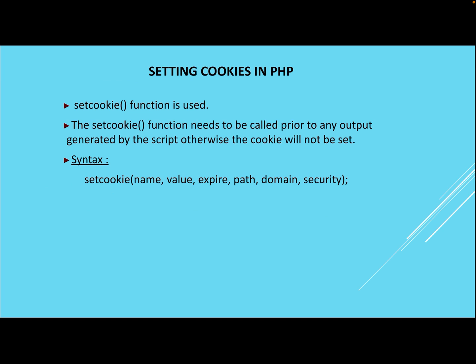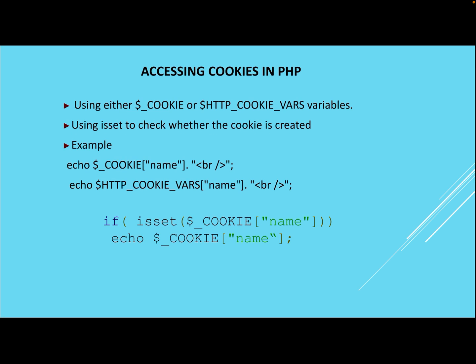Whenever we access a particular website, the setcookie function is to be called prior to any output generated by the script, otherwise the cookie will not be set. The parameters, as we have seen: the first two, name and value, are compulsory, the name of the cookie and the value that is set to the cookie, and date of expiry, path, domain, security, etc. are additional parameters used for creating cookies by PHP.